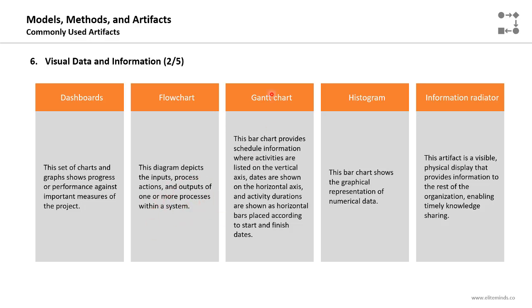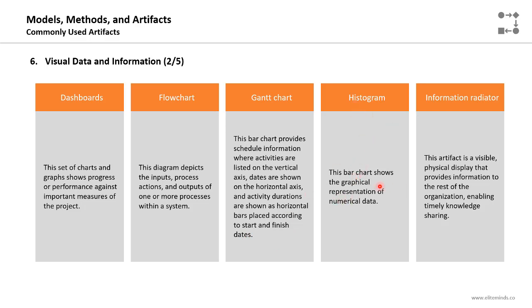The Gantt chart, it's a bar chart that provides schedule information where activities are listed on the vertical axis. Dates are shown on the horizontal axis. The Gantt chart is the most commonly used representation of the project schedule, and specifically in infrastructure or construction projects. Simply, the activities will be listed on the vertical axis and the dates of those activities are shown on the horizontal axis, and the horizontal bar of each activity will present the duration of this activity, and those horizontal bars will be placed according to start and finish dates.